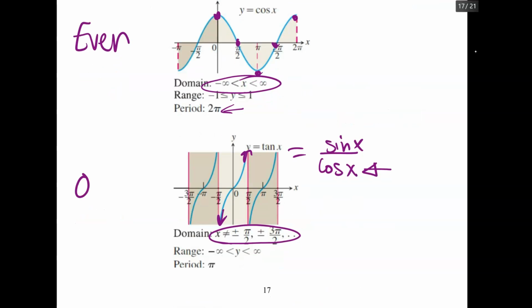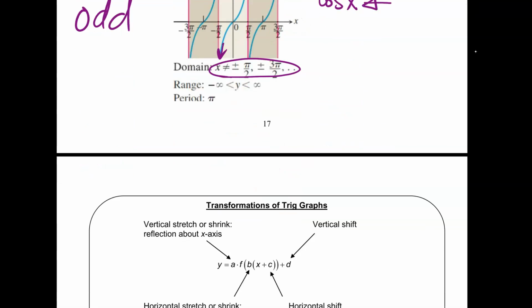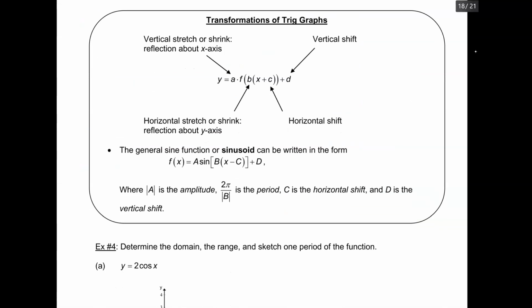And guess what? This guy is odd as well. Because even means you only reflect it across the y. If I wanted an odd, it's literally rotated 180 degrees. So if I would take the sine function and rotate 180 degrees, that's what the left side would look like.